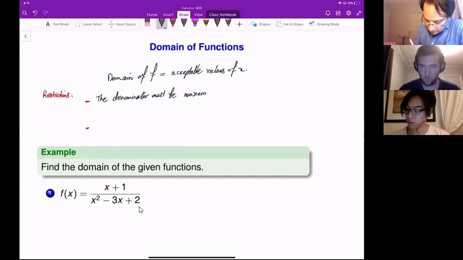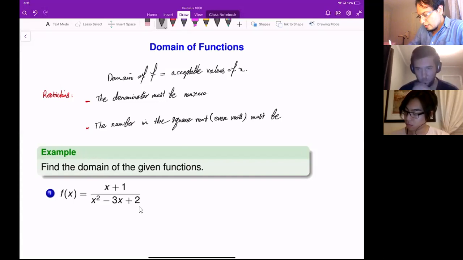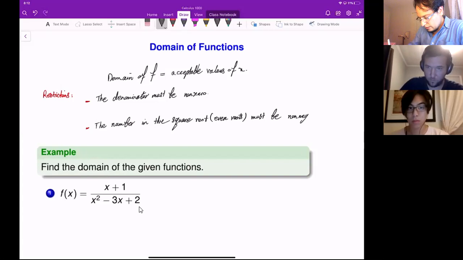The second one is that the number in the square root, or in any even root, must be non-negative.